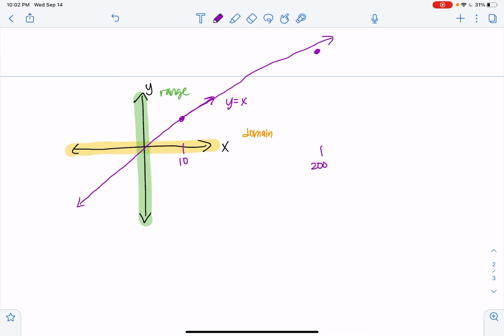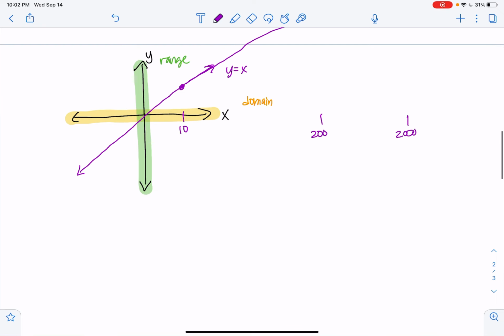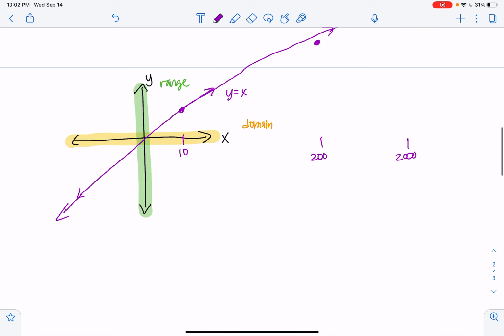Those arrows indicate that it's going to keep going forever, which means that if you get to like 2000, you're still going to have a point somewhere up here. So it's going to keep going, same way with it going down that way. And so because there's always going to be an x point, the domain is going to be, there's multiple ways to write this. You can write it as negative infinity, comma, infinity, like that.